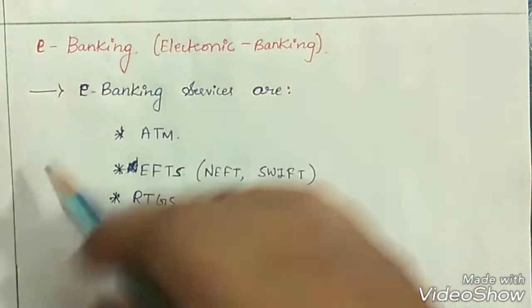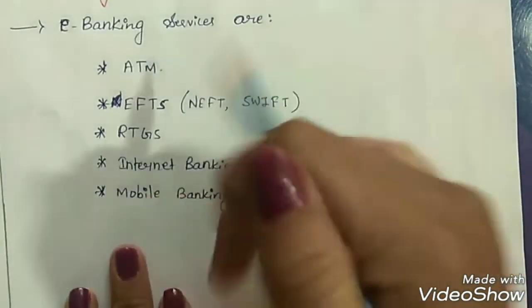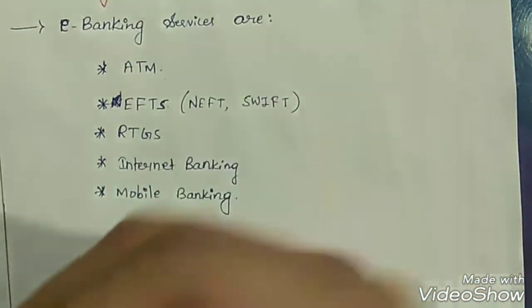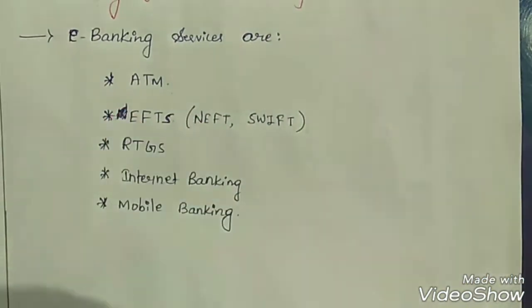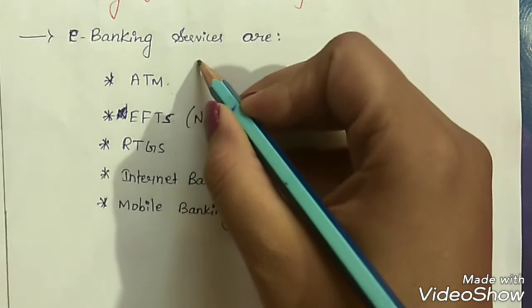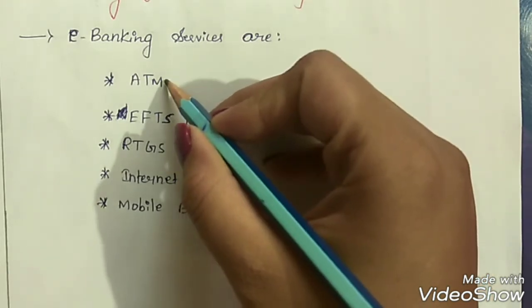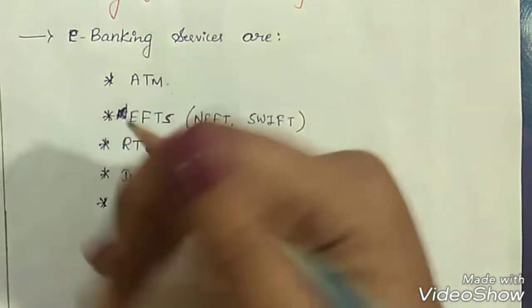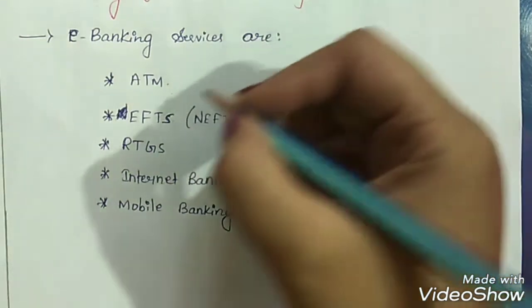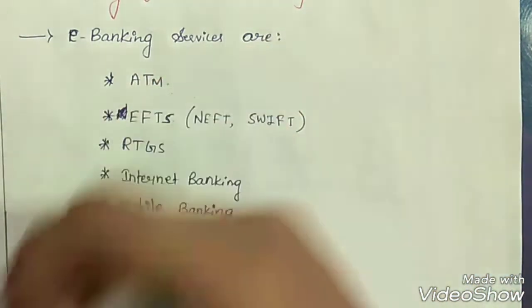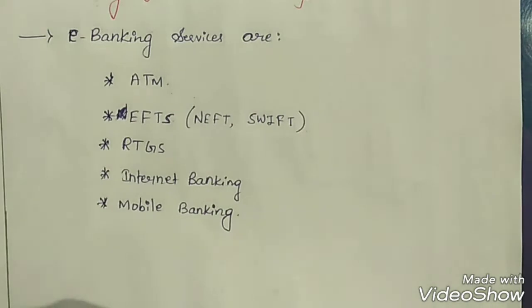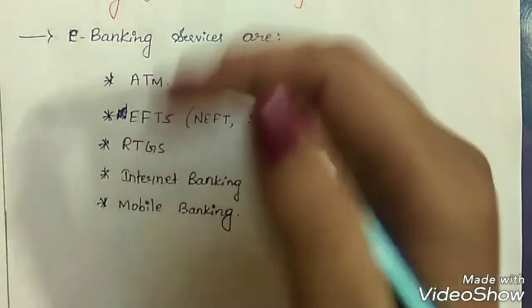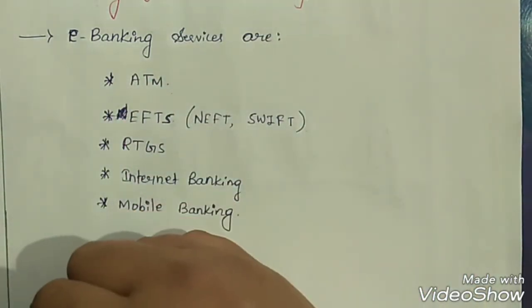The services provided by e-banking are ATMs. We all have visited ATMs, right? We all have enjoyed the services of ATM. In an ATM, we can withdraw money, we can check our balance, or we can make inquiries regarding our accounts, and we can also get the bank statement from ATMs, right? It will be available in 2 or 3 languages, right?